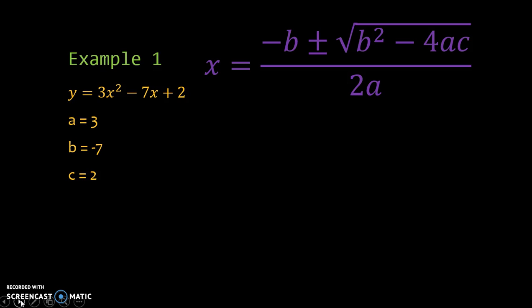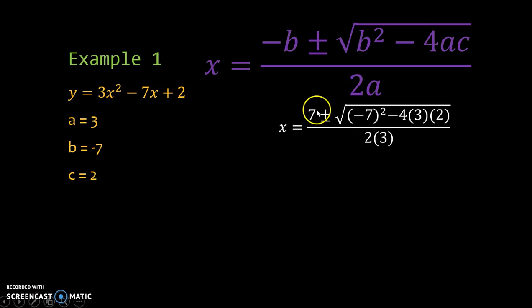So given your first example, we've already identified a, b, and c. We just have to plug it into our formula. When we plug it in, except for plugging in that first number, we're going to use parentheses. So we're going to do the opposite of b here. So that's where negative 7 becomes positive 7, plus or minus the square root of parentheses, negative 7, that's our b value, squared, that squared is always on the outside of the parentheses, minus 4 times a times c, so a is 3, c is 2, all divided by 2 times a.